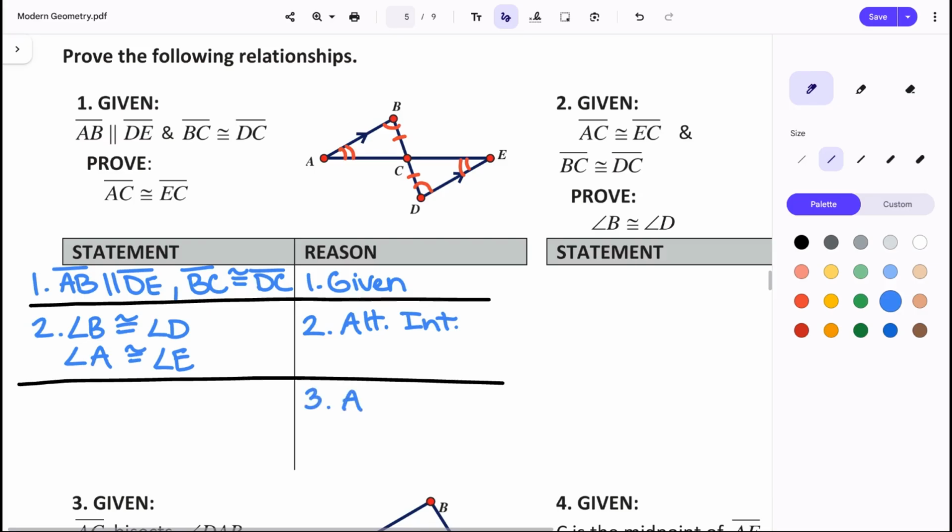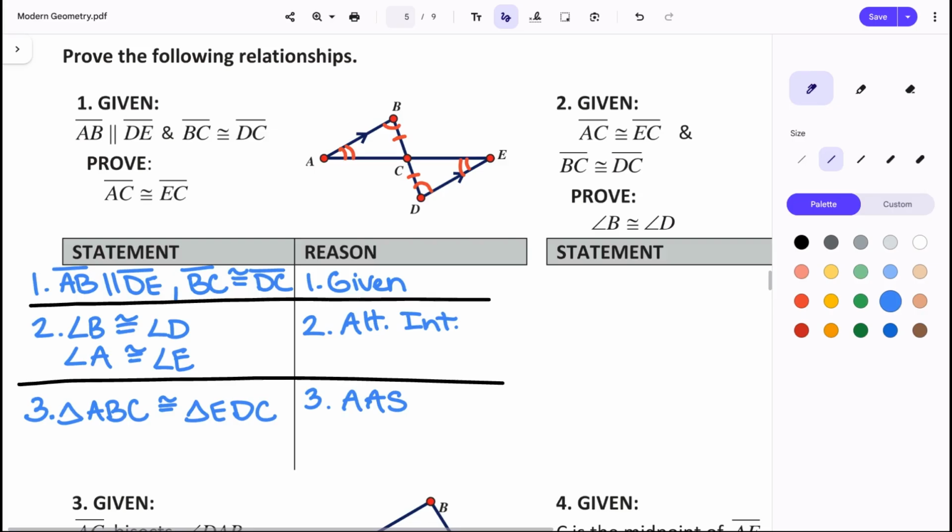Good, angle, angle, side. So if I say triangle ABC, what would be the other name? EDC. Make sure you keep the like marked things together. Like A and E, both, I put 2 arcs in there, so they have to stay together in the name.